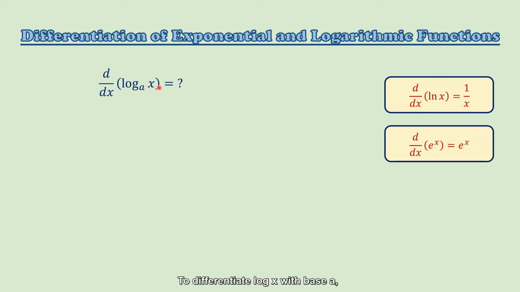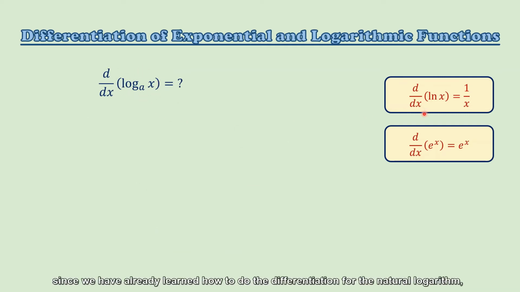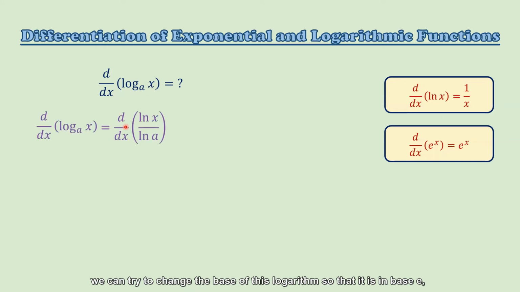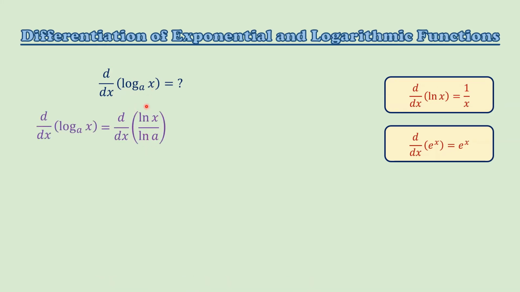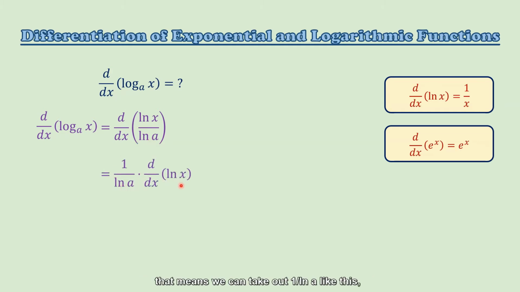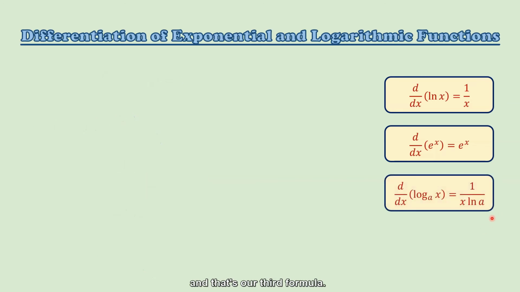Afterwards, we can take a look at the general case of differentiating logarithms. To differentiate log x with base a, since we have already learned how to do the differentiation for the natural logarithm, we can try to change the base of this logarithm so that it is in base e, using the formula for changing base in logarithms. Now because this denominator log a is a constant, we can take out 1 over log a like this, and then we have already learned how to do this differentiation. Therefore, it is equal to 1 over log a times 1 over x. In other words, it is equal to 1 over x times natural log a. And that's our third formula.